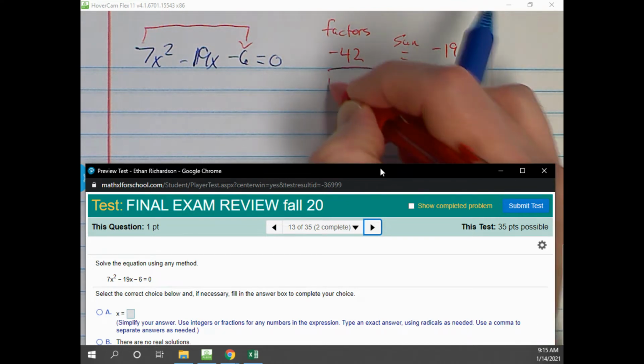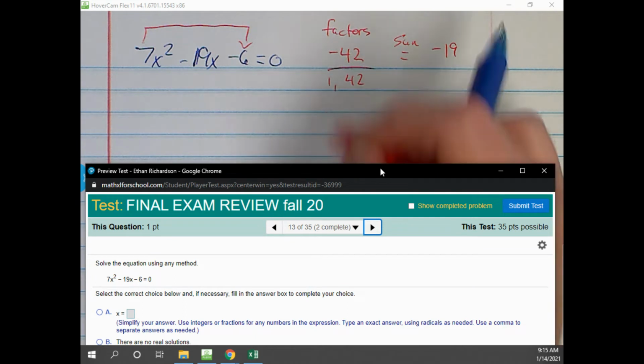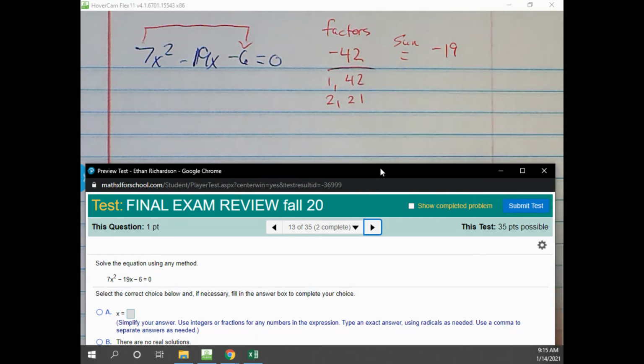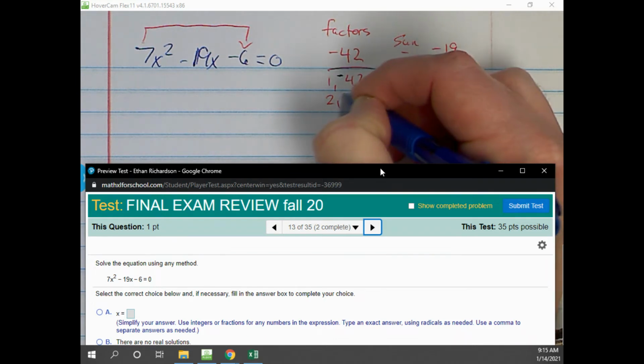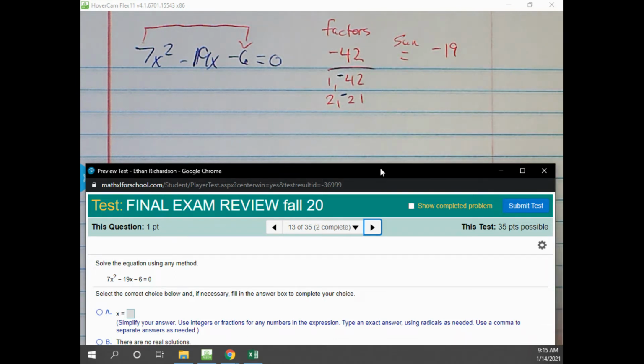Okay, and then just go through your list of numbers. It's not 1 and 42. 2 and 21 might work, because if you subtracted 21 minus 2, that would be 19. The B term is negative, which means the bigger number has to be negative. And if we multiply the 2 negatives, that's going to give a positive. So if we do 2 minus 21, that would be negative 19. So there's the pair that we're looking for.